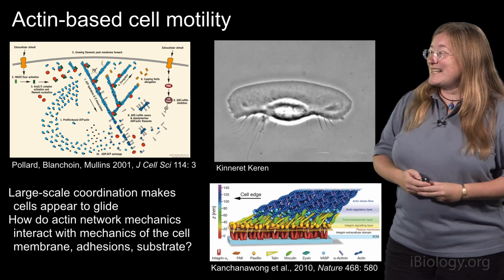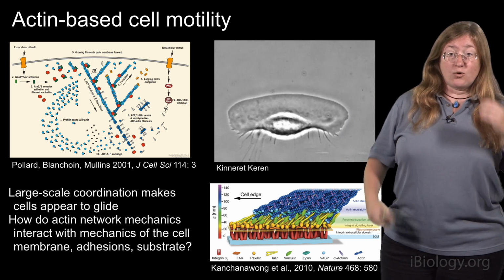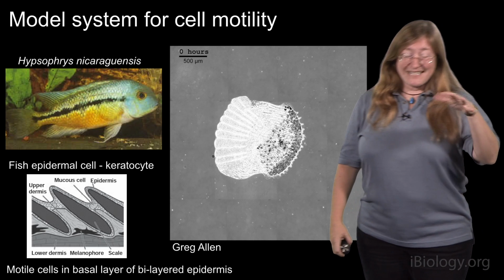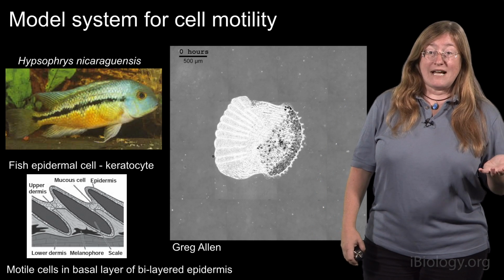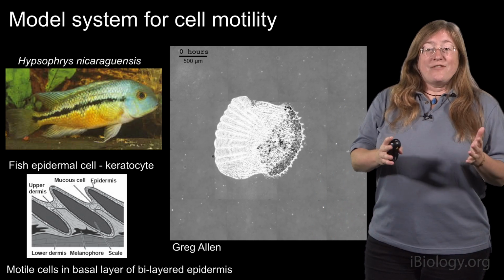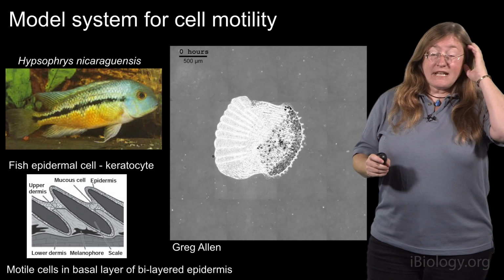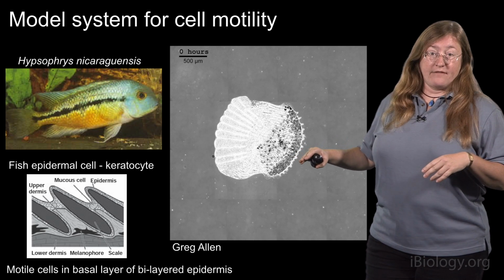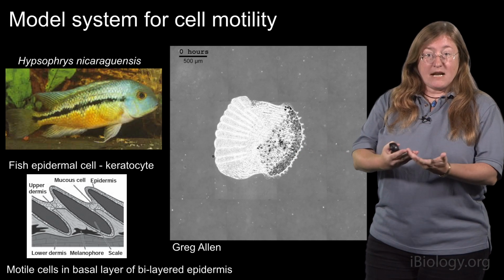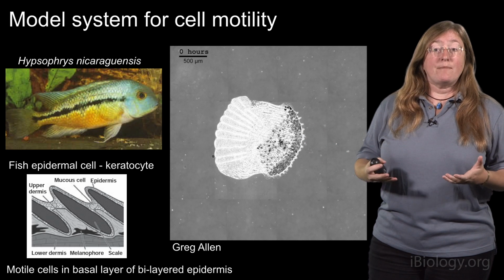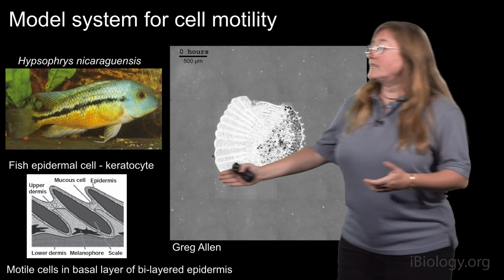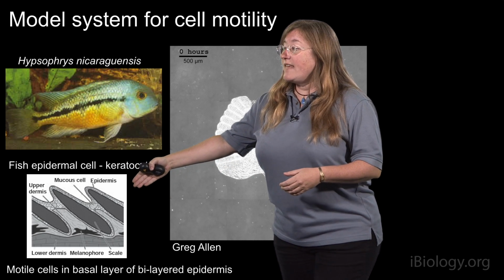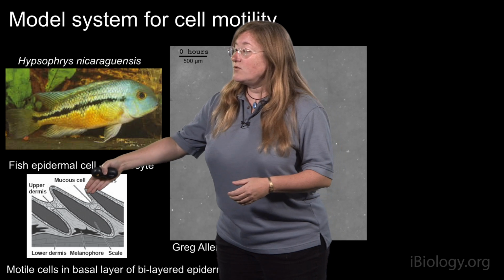Now, in order to address these kinds of questions about how you get large-scale coordination in moving cells, we've taken a lot of advantage of these fish skin cells. So I'd just like to give you a little bit of background about where they come from and how we isolate them. It turns out that pretty much all fish and many other amphibians have a bilayered epidermis. And the basal layer of that epidermis is made up of these cells that seem to be specialized for very rapid wound healing. So in the context of a fish, when there are scales coming out of the flank of the fish, the epidermis actually wraps around the scale.